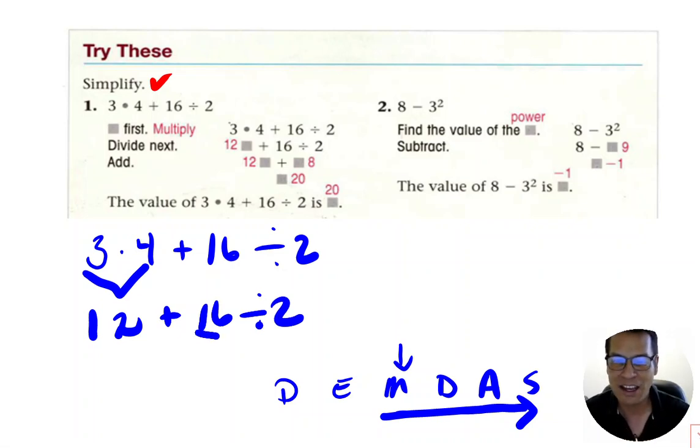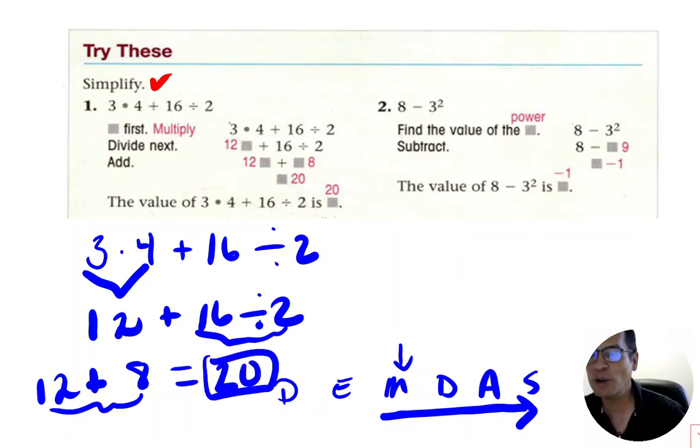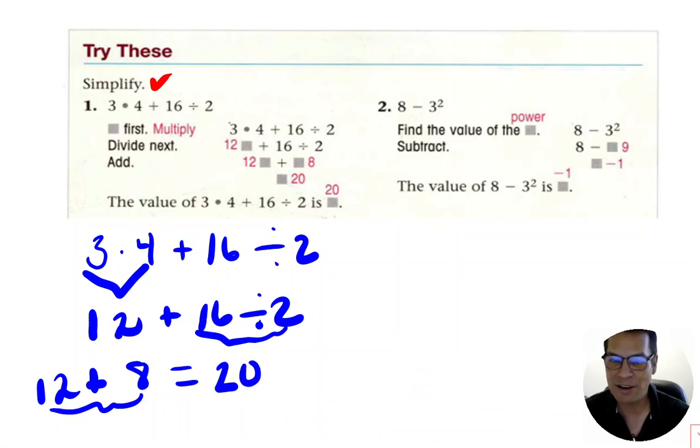Now I do have a division problem. So I bring my 12 plus down. 16 divided by 2 is 8. Now 12 plus 8 equals 20. So notice that by following the order of operations, I was able to get to that result. All right, let's do our next try this. So we've got 8 minus 3 to the power of 2.